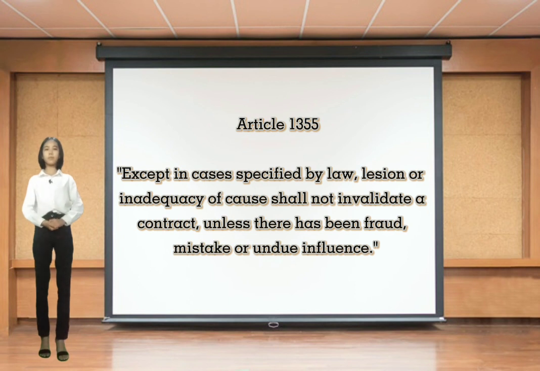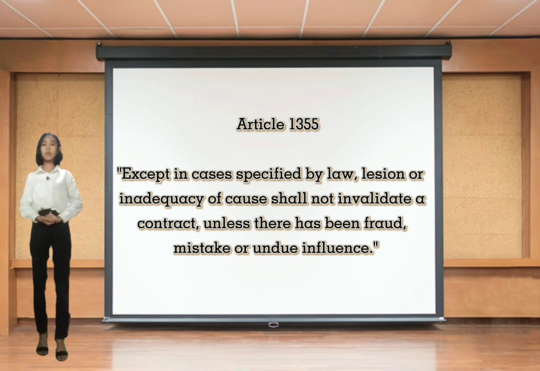Article 1355. Except in cases specified by law, lesion or inadequacy of cause shall not invalidate a contract unless there has been fraud, mistake, or undue influence. Under Article 1355, it states that a lesion is any damage caused by the fact that the price is inadequate for a thing sold. However, a lesion does not invalidate a contract unless it is specified by law, or when it resulted from fraud, mistake, or undue influence. It is at that time that the lesion becomes a good ground for invalidating a contract.